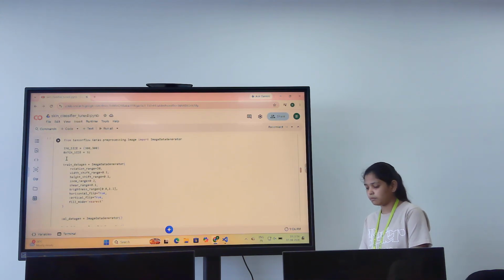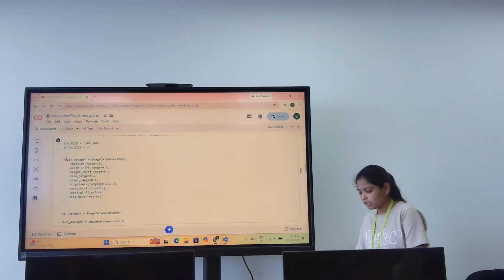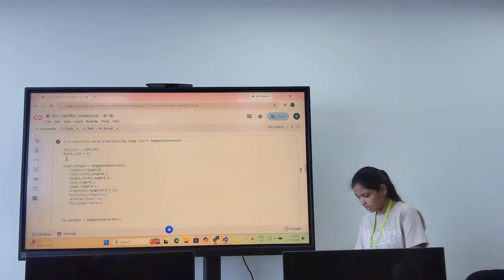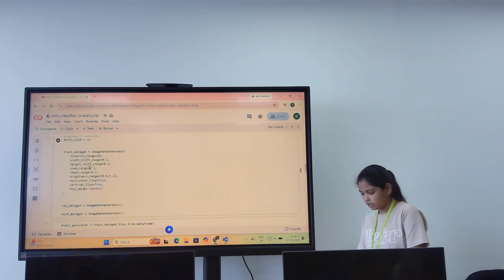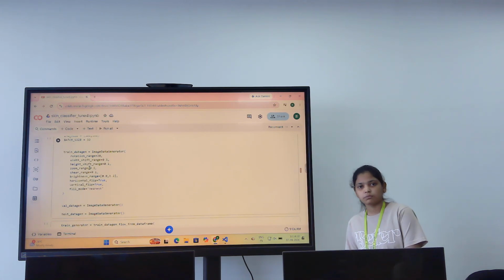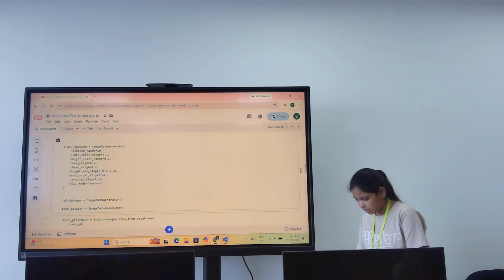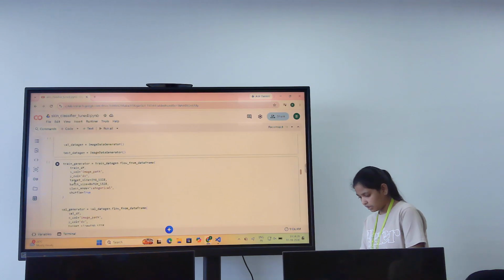Here I did image pre-processing: all the images are resized to 300 by 300 RGB. I also did data augmentation to improve generalization and reduce overfitting. I include rotations, shifting, zooming, and horizontal and vertical flipping for the training data.